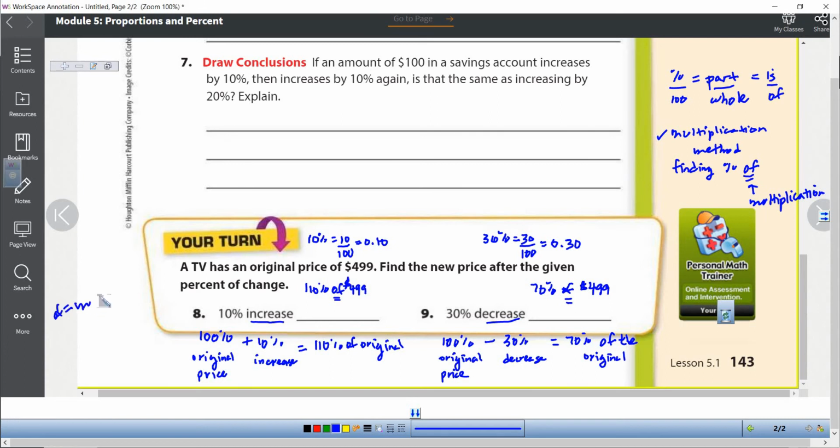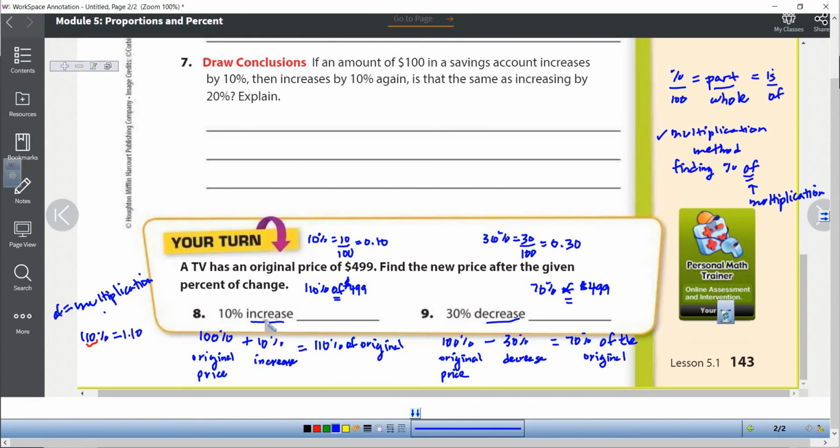Okay, so when you see "of," we're going to be thinking multiplication. All right, so 110% of 499, we're going to change that 110% to a decimal. Remember, when you're changing from a percent to a decimal, you can move that decimal 2 places to the left, and what I get is 1.10.